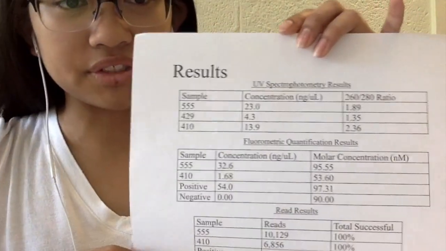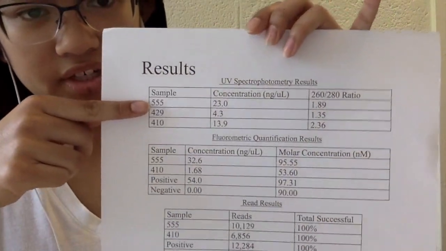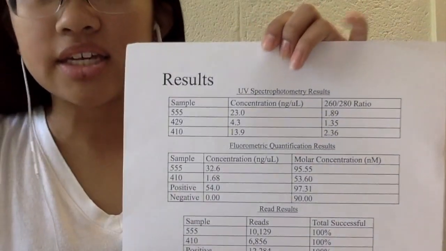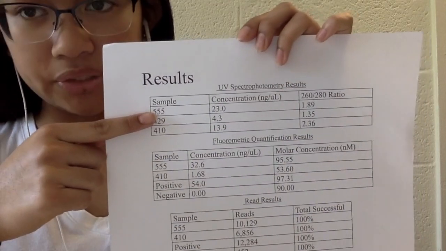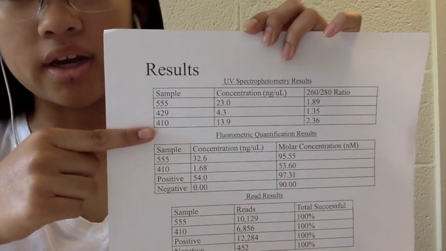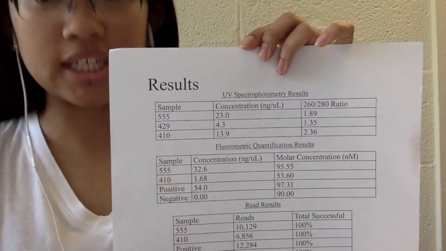Alright, now for our results. Here I have the UV spectrophotometer readings. The DNA extracted was successful in terms of quantities for sample 555, our 2-year-old snake, and sample 410, our iguana, meaning there was more DNA than protein extracted.